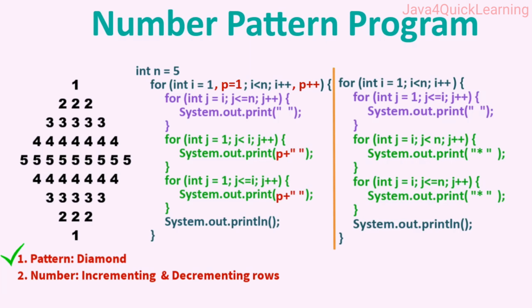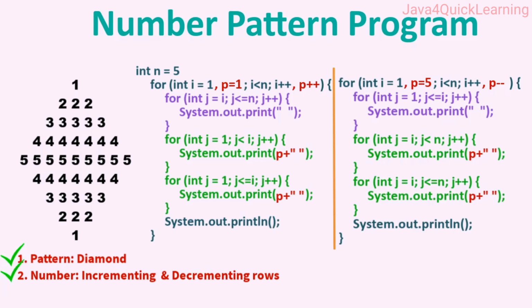Now in the second loop we have decreasing numbers. So in the below pattern we will set p equal to 5 and decrement it every time. Inside the loop we will replace star with print p everywhere.